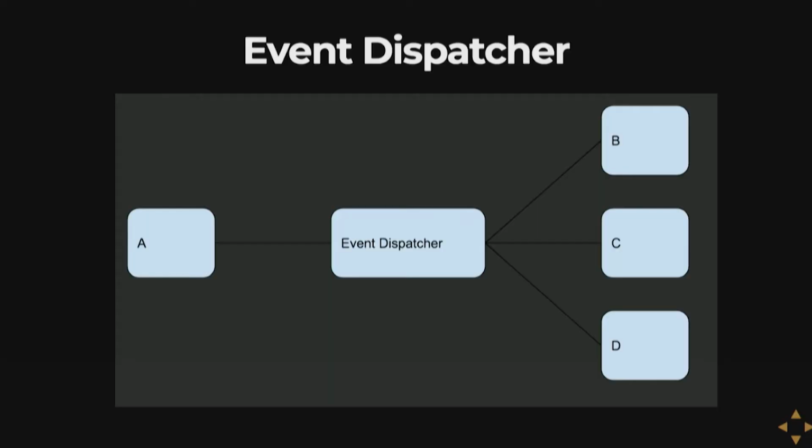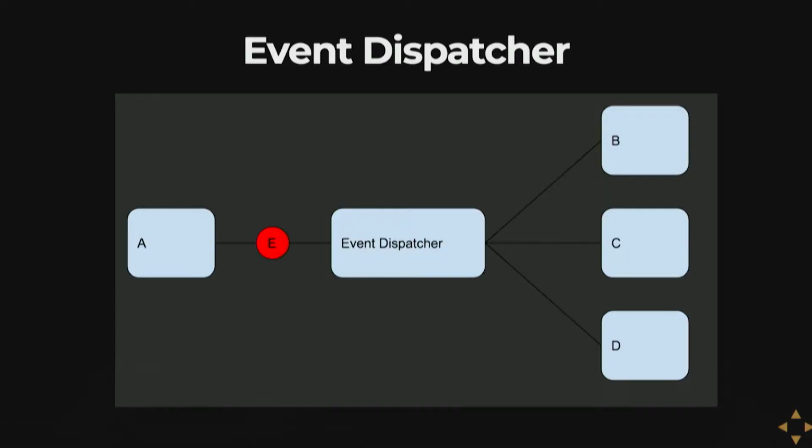If you look at it like this, let's say A is some sort of class that has a behavior on your website. When something happens, we pass some data to the event dispatcher, and then the event dispatcher knows who else cares about that thing happening. So it's going to go forth and say, okay, B, this has happened, C, this has happened, and D, this has also happened.